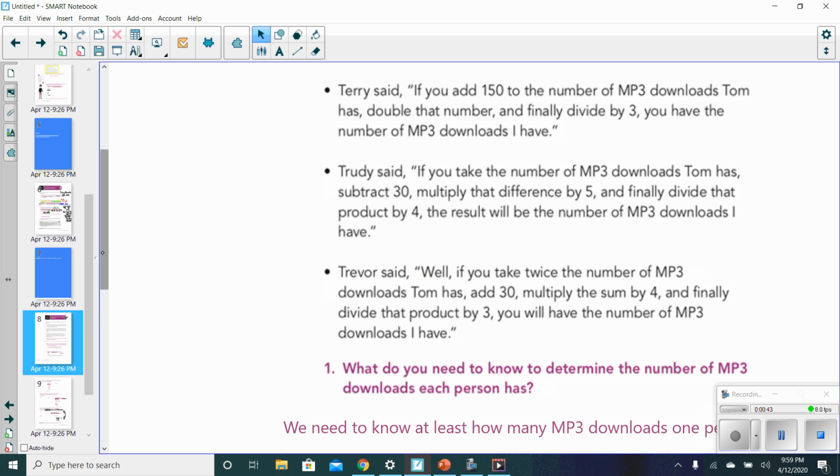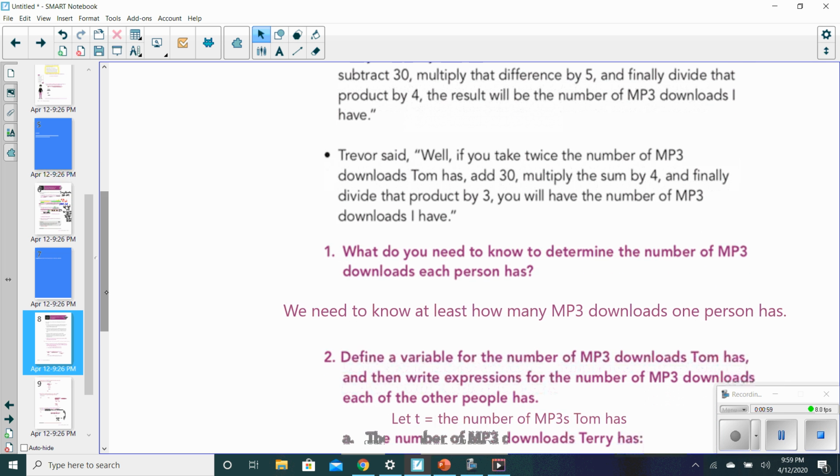And then Trevor finally said, well, if you take twice the number of MP3 downloads Tom has, add 30, multiply that sum by 4, and finally divide that product by 3, you'll have the number of MP3 downloads that I have. So the first question that's given to you is, what do you need to know to determine the number of MP3 downloads each person has?